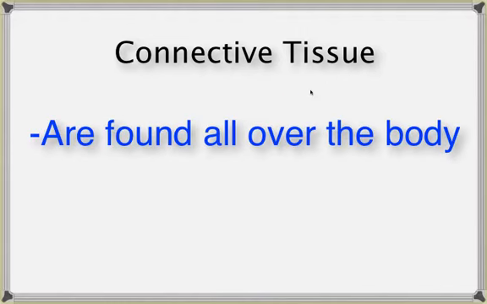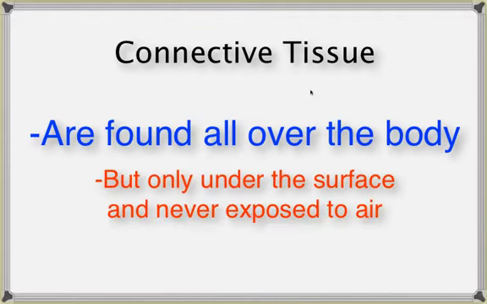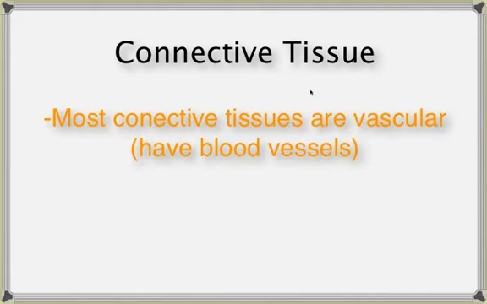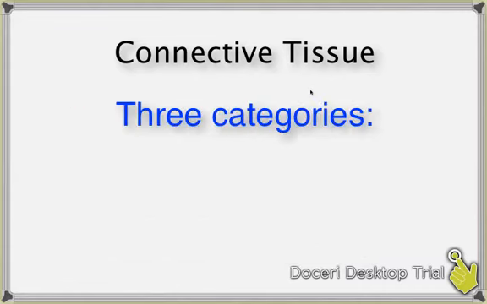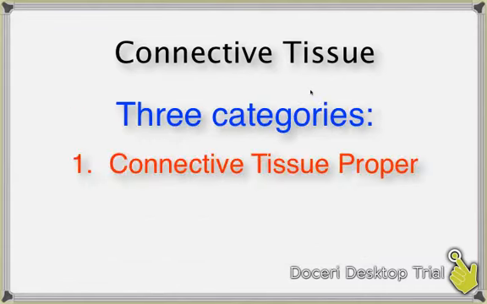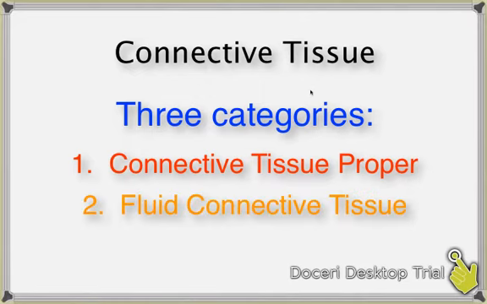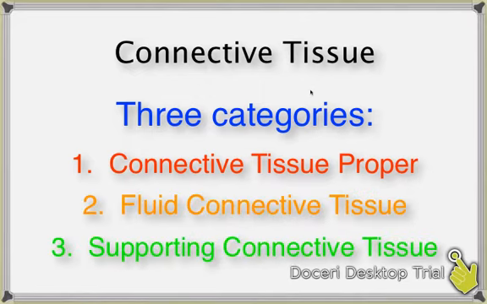Connective tissues occur throughout the body, but are beneath the surface of the epithelium and are never exposed to the outside environment. Many connective tissues contain blood vessels, and many contain sensory receptors that detect pain, pressure, and temperature changes. There are three general categories of connective tissues: connective tissue proper, fluid connective tissue, and supporting connective tissue. In this segment, we will concentrate on connective tissue proper.